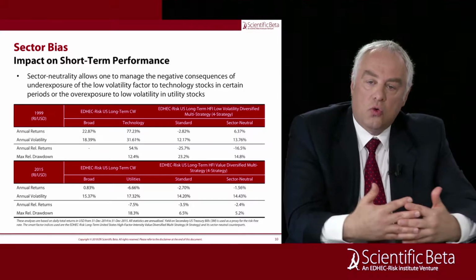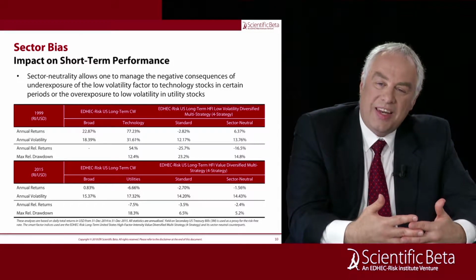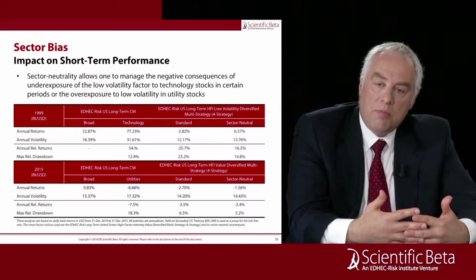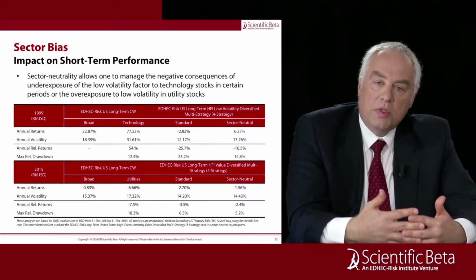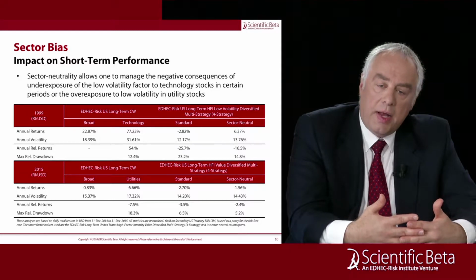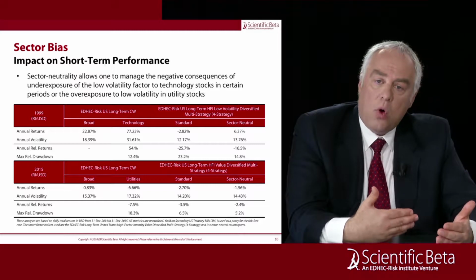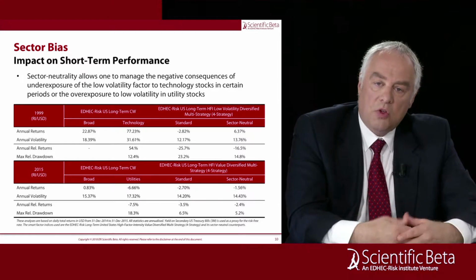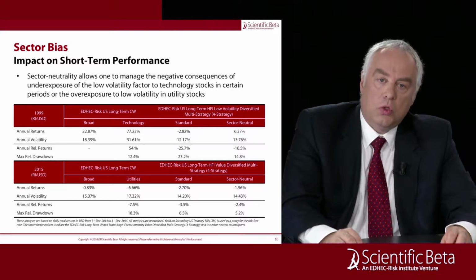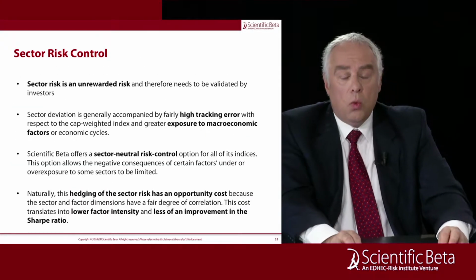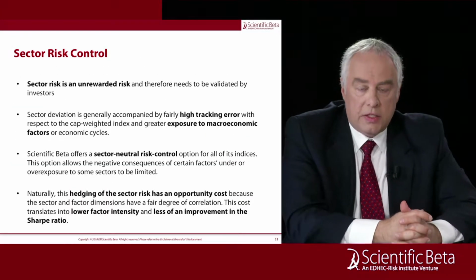Making a sector-neutral adjustment gives us positive returns and quite clearly helps us to reduce some of these negative relative performance effects. So sector biases can quite clearly have, as we saw here in the short term in the technology bubble, quite a big difference in terms of performance over the short term. So we need to think about sector risk control.